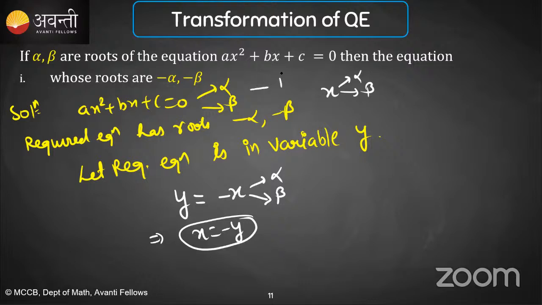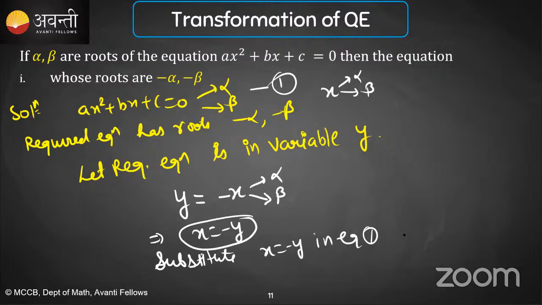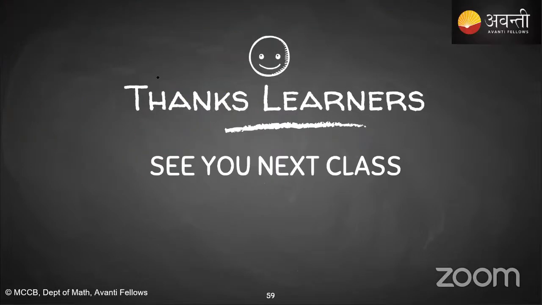So let's call this equation 1. So substitute x is equal to minus y in equation 1. So what will you get? a into (minus y) whole square plus b into minus y plus c is equal to 0, right? So it is nothing but a y square minus b y plus c.